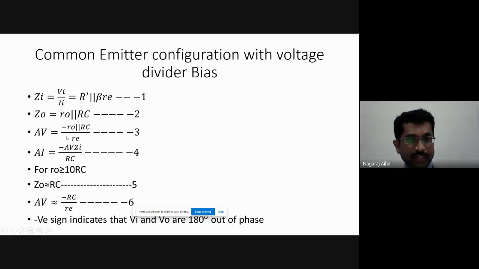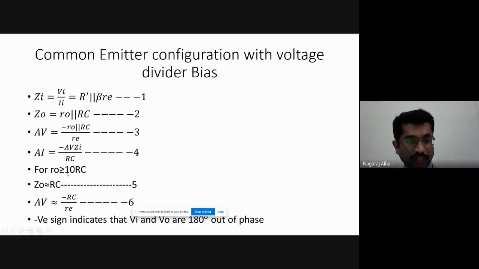Then gain equation AV is minus R naught parallel capital RC divided by small RE. Then current gain equation is minus AV into Zi by capital RC.